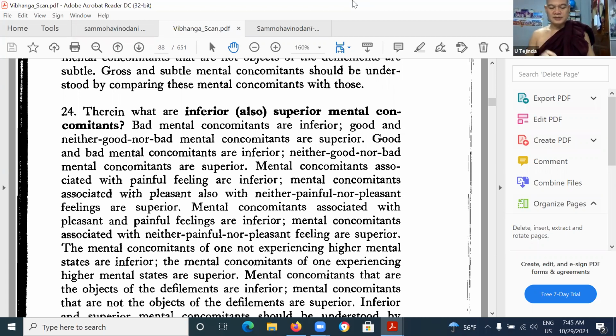So here, viññāṇa is neuter gender, this one, oḷārika sukhuma.